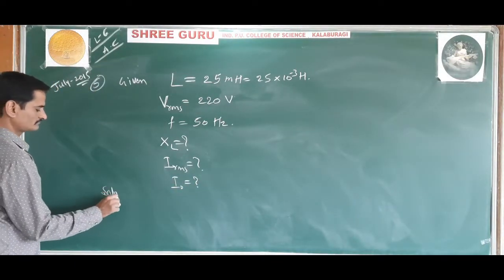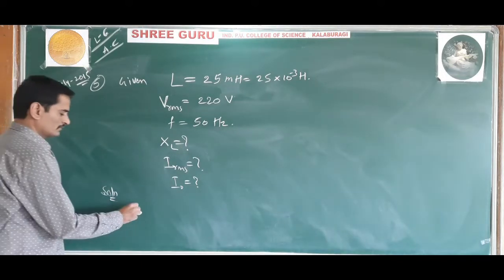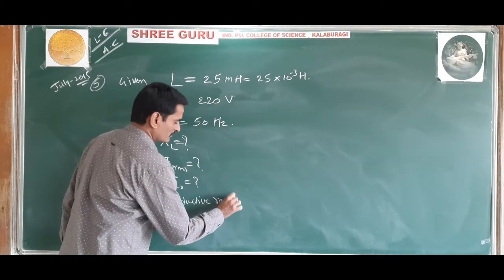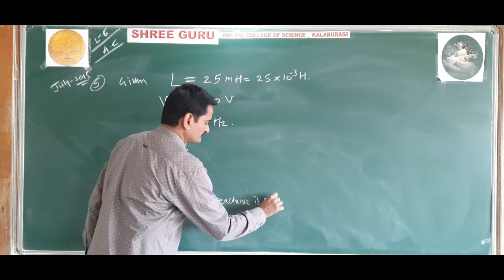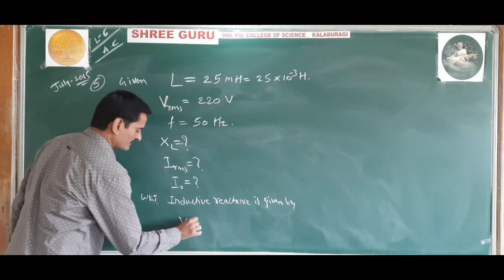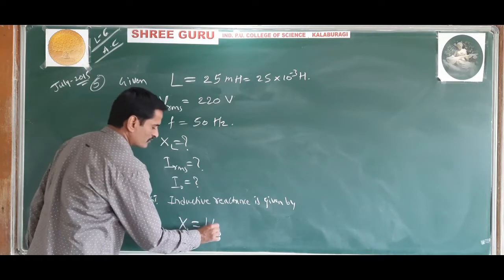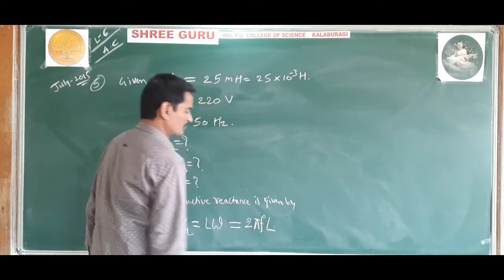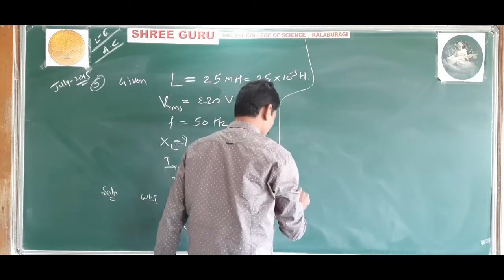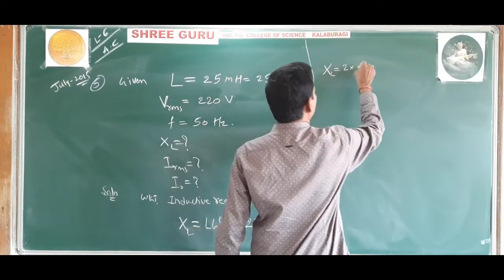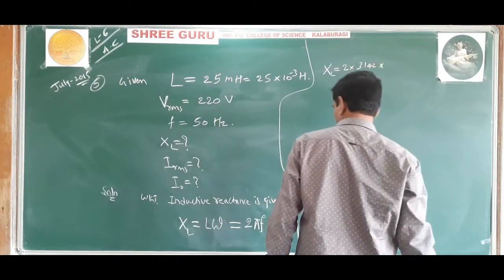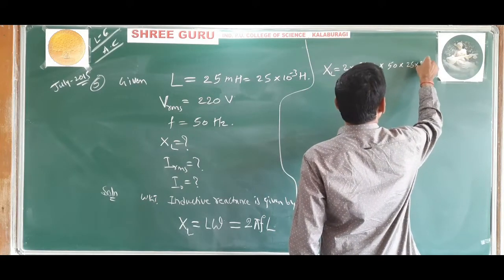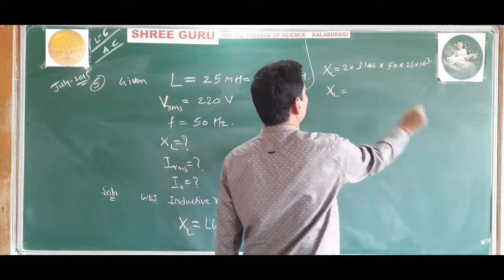Can you solve this on your own? Okay, so we know that inductive reactance is given by XL is equal to L omega, and it is equal to 2 pi f into L. So XL is equal to 2 into pi, where pi is 3.142, into f, frequency is 50, into L, and L is 25 into 10 to the power minus 3. So you get XL in terms of ohm.